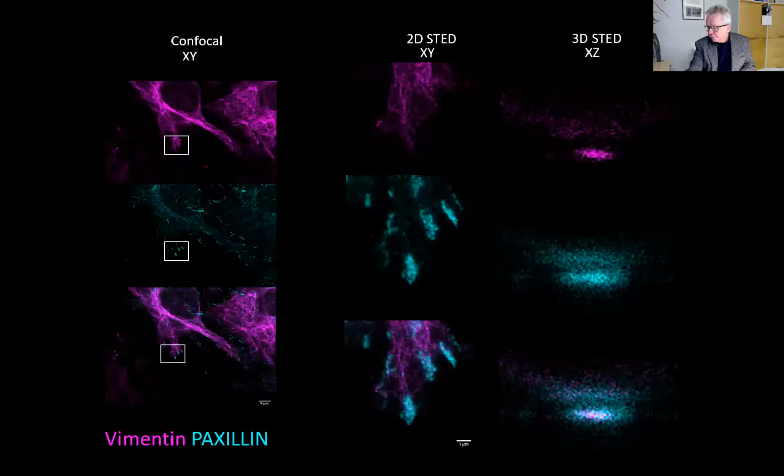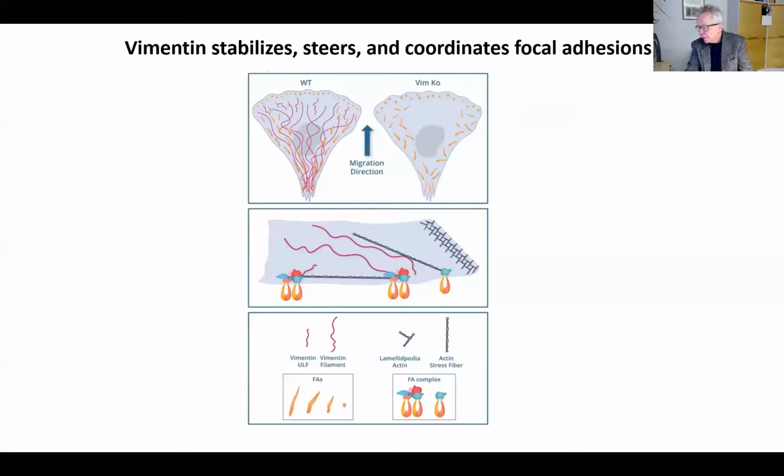There's another picture showing basically the same interaction. And so this is our take on this. First of all, vimentin is, as I said, engaged in determining the flow, but now it's also engaged in steering the focal adhesions. If vimentin is absent, they're really quite a mess. And as it turns out, into the focal adhesions, you have both full-length filaments coming in and also unit-length filaments. Both of them are sort of stretching into the focal adhesions.